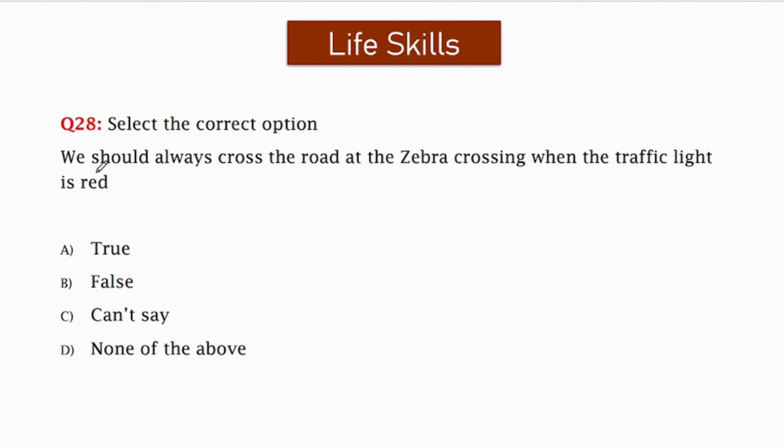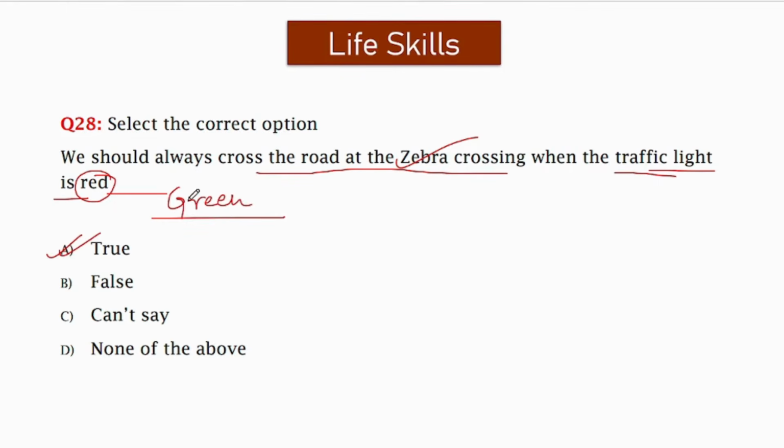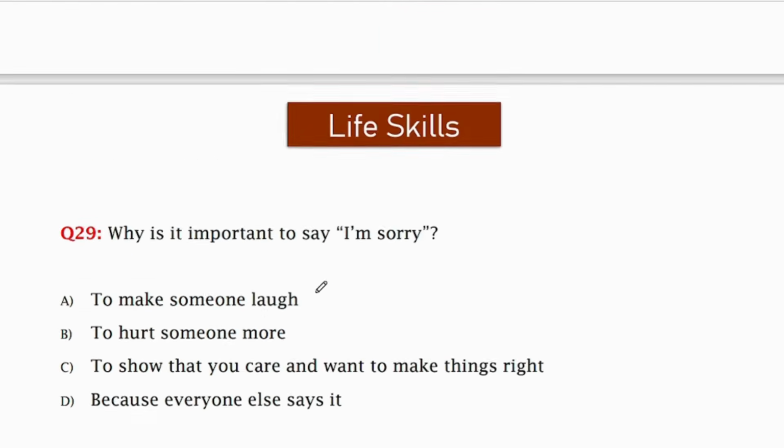Right. So, see, friends, purposefully, I have put this question in this practice set because we should always cross the road at the zebra crossing. This is right. When the traffic light is red. Yes, of course. When it is red, then vehicles will not move. Then you should cross. When it is green for vehicles, you should not cross at that time. So we should always cross the road at the zebra crossing. Of course, when the traffic light is red. Yes, traffic light is red, vehicles are stopped, and then you should cross the road. All right, let's move on to the next question.